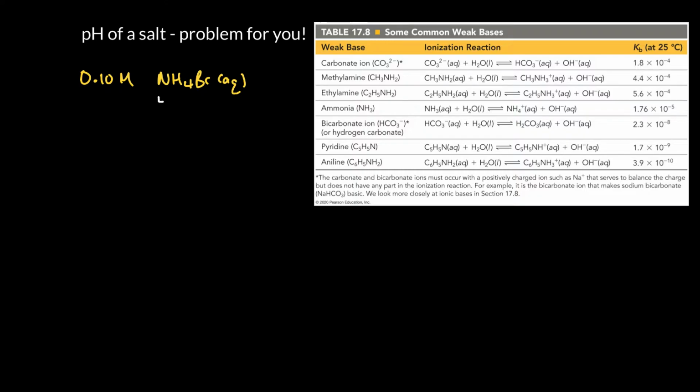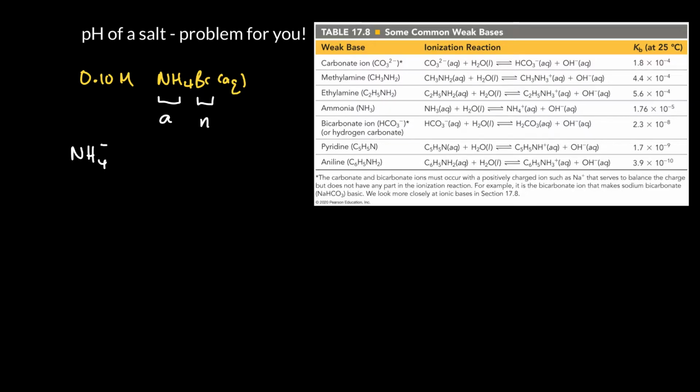So we've got to look at the ammonium and we've got to look at the bromide ion. Bromide comes from a strong acid, hydrobromic acid, so because of that, it must be completely neutral. The ammonium ion doesn't come from a strong base, so lithium, sodium, potassium hydroxide, strontium, barium, calcium hydroxide. So that means that it must come from a weak base, which means that this has to be acidic. So because it's acidic, then we have to be writing down the Ka reaction.